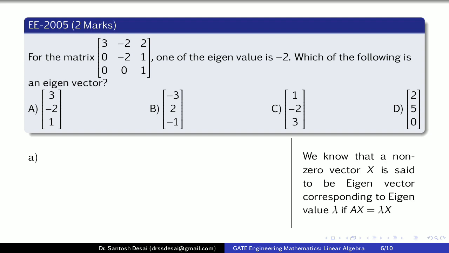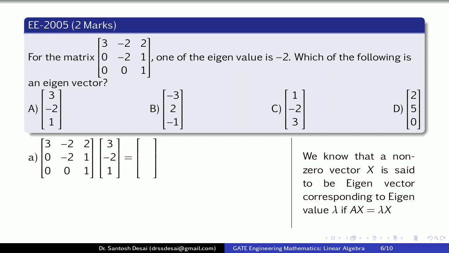So let us consider option A. Now consider the product of given matrix and option A, its first element is 15. Now if you take minus 2 common, you will get minus 7.5, but this is not equal to our multiplier. So option A is not the answer. Similarly, one can check for option B and option C also.